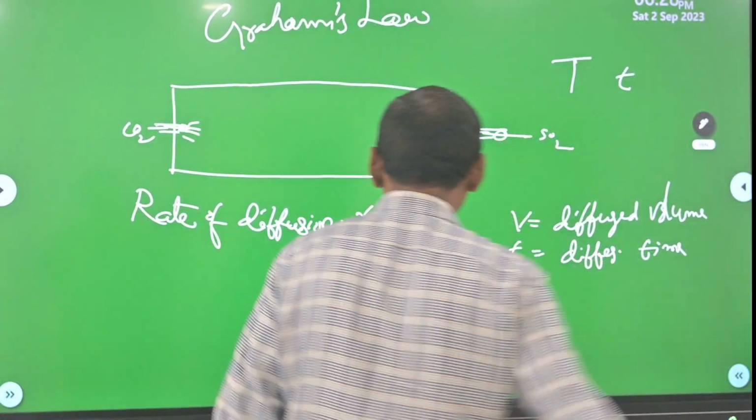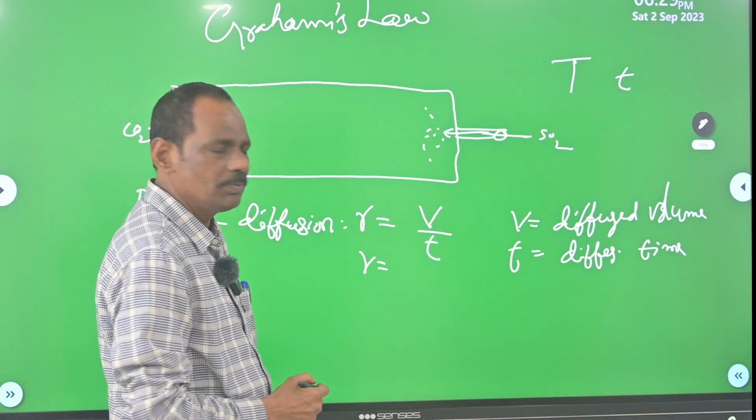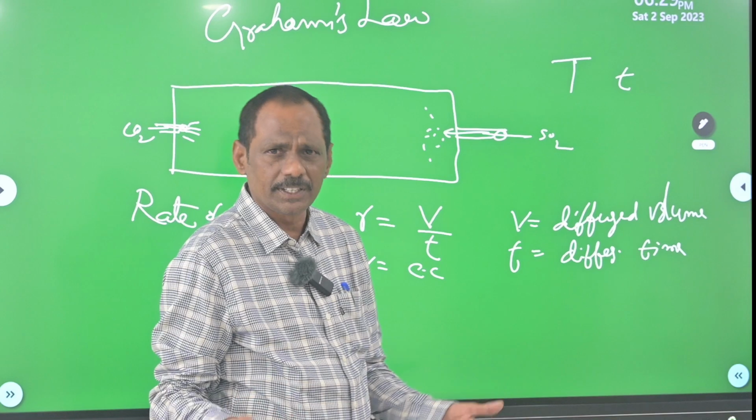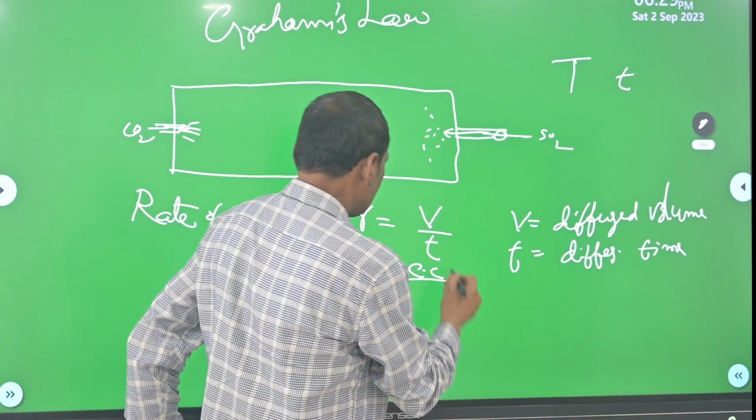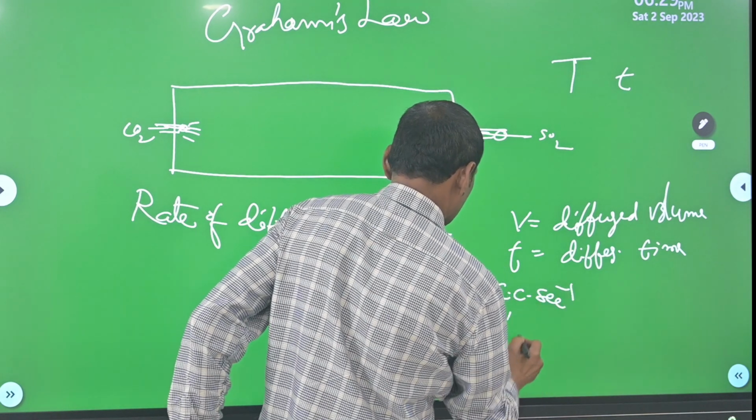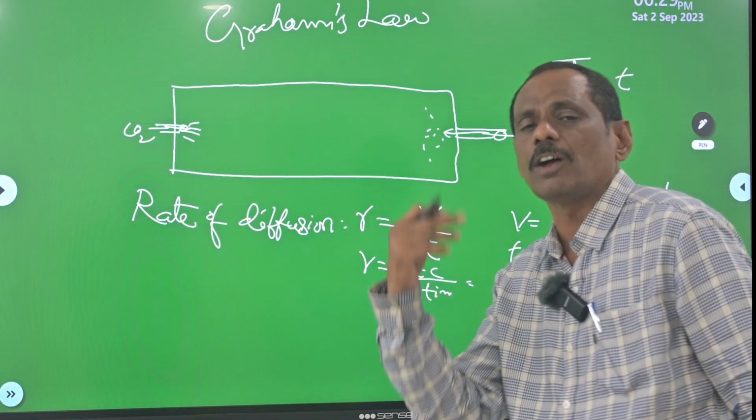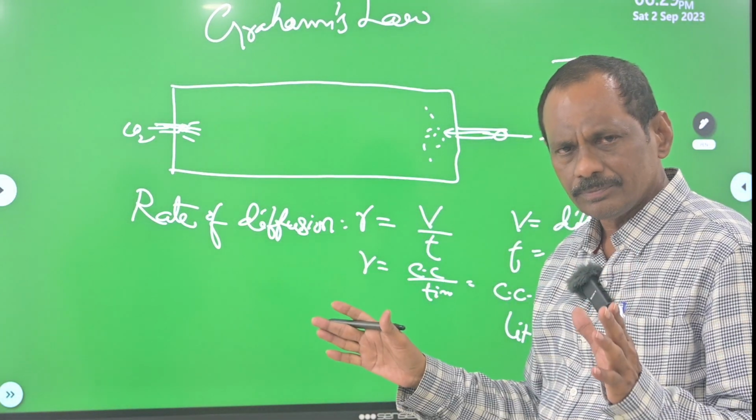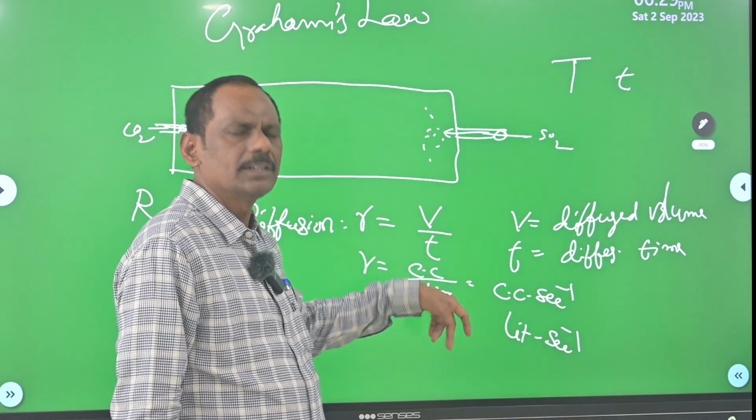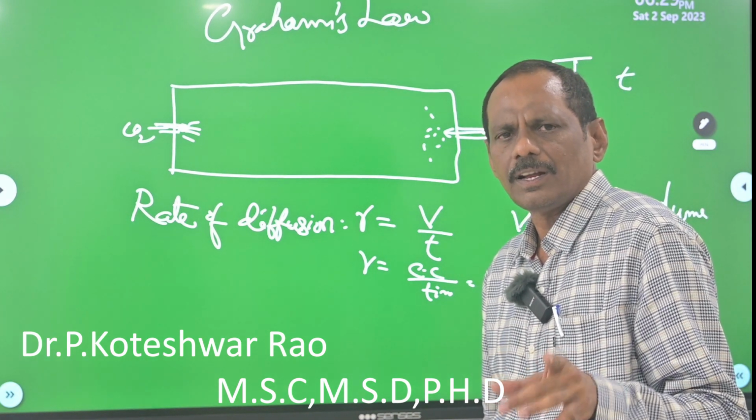So, what will be the units of the rate of diffusion? The units of rate of diffusion are volume by time. You know the volume units are either cc's or milliliters or liters or decimeters, by time units. Time may be seconds, that means cc's per second or liters per second. That is the units of rate of diffusion. That is the diffusion and the rate of diffusion. Rate of diffusion is equal to V by t, the diffused volume by the diffused time.